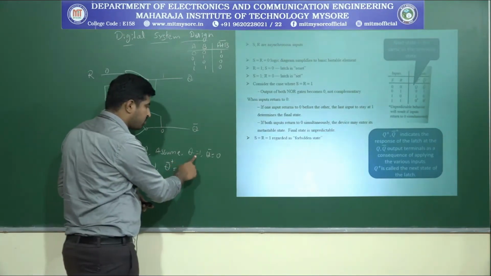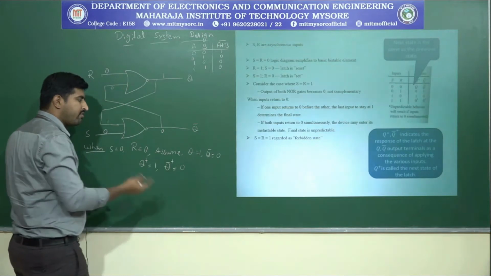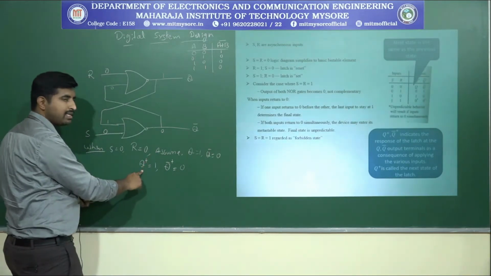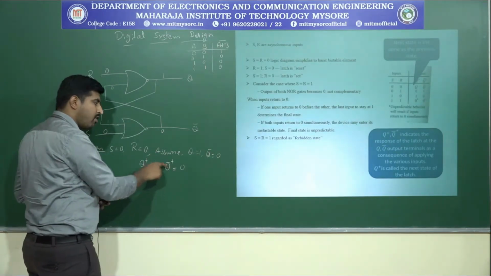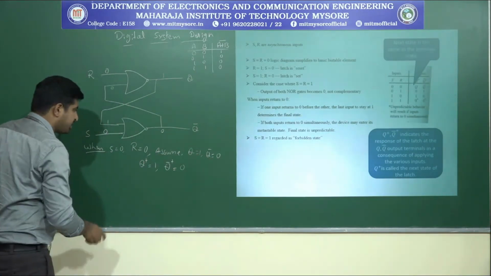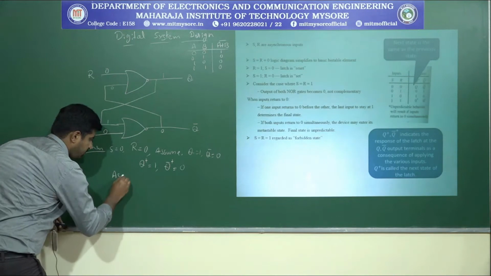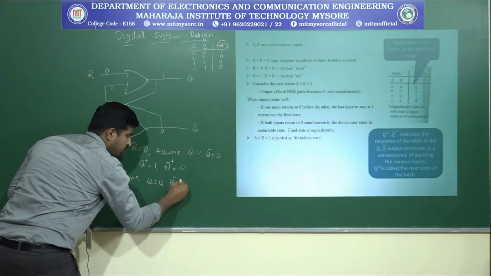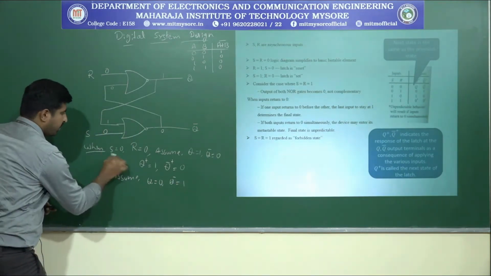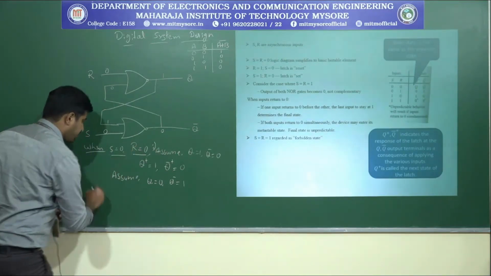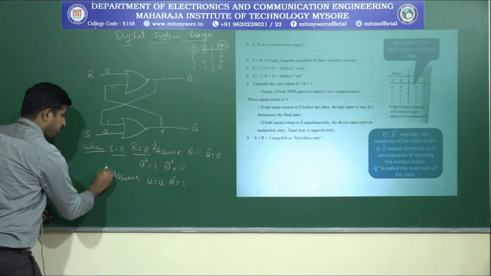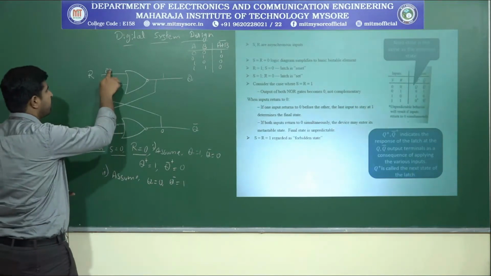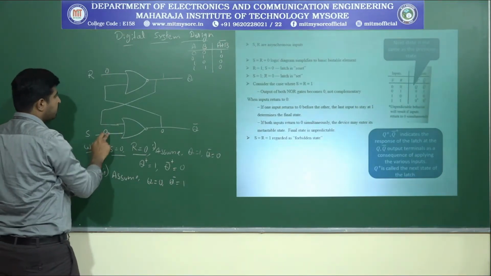Here I have taken Q equals 1 and Q bar equals 0. So what if I assume Q equals 0 and Q bar equals 1? Again, Q plus and Q bar plus will follow the previous state only. Let's consider that one also. Assume Q equals 0 and Q bar equals 1. This is the first case and this is the second case, when S equals 0 and R equals 0. Now Q equals 0, let's analyze here, and we are giving R equals 0 and S equals 0.